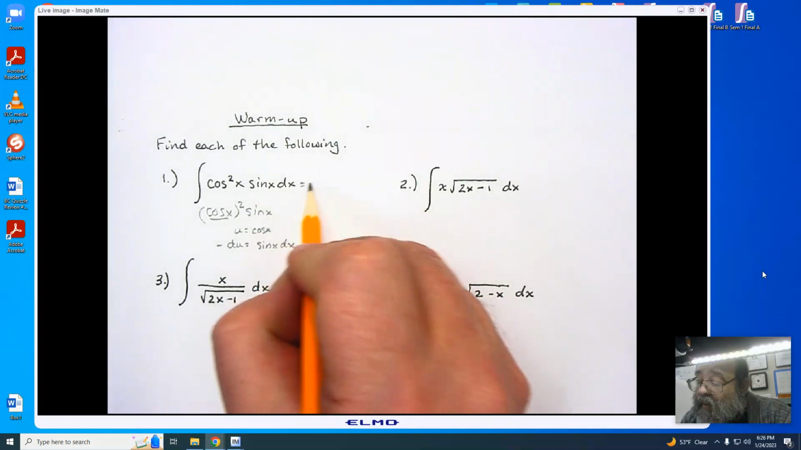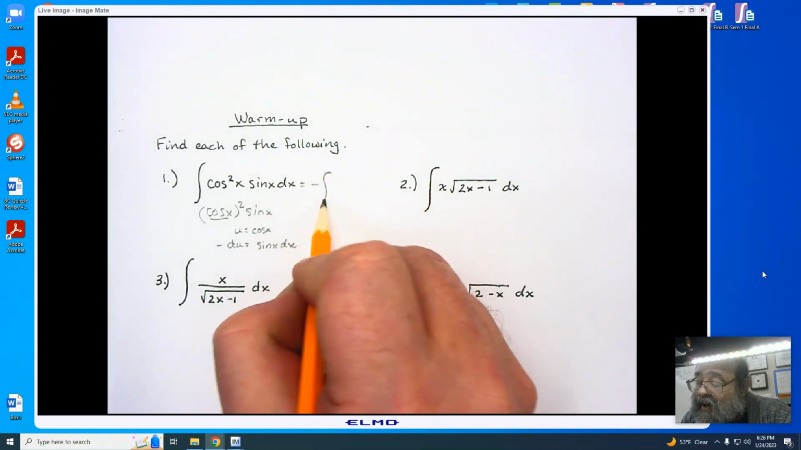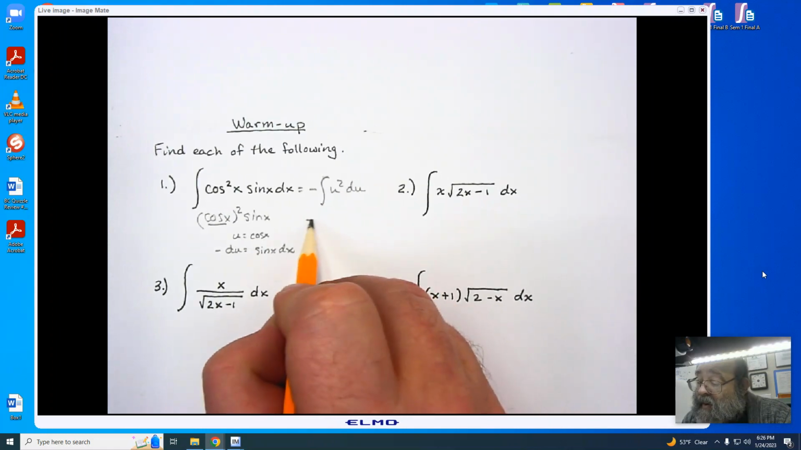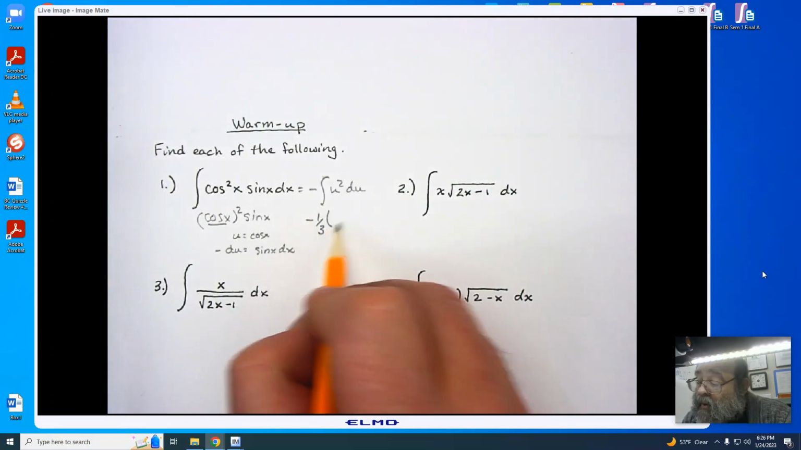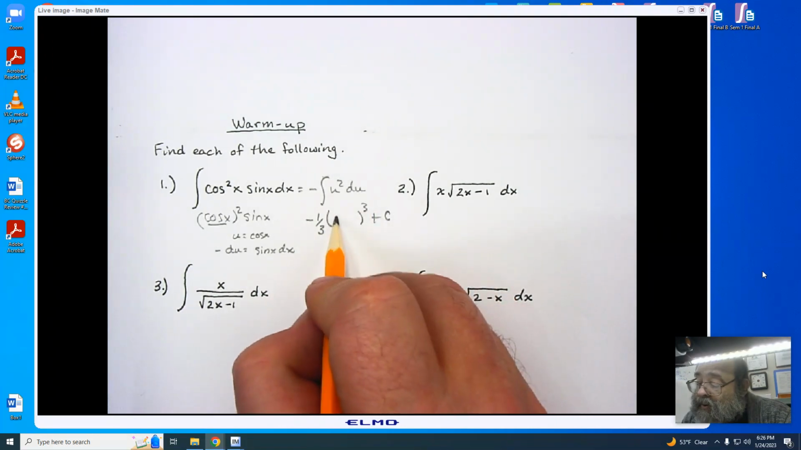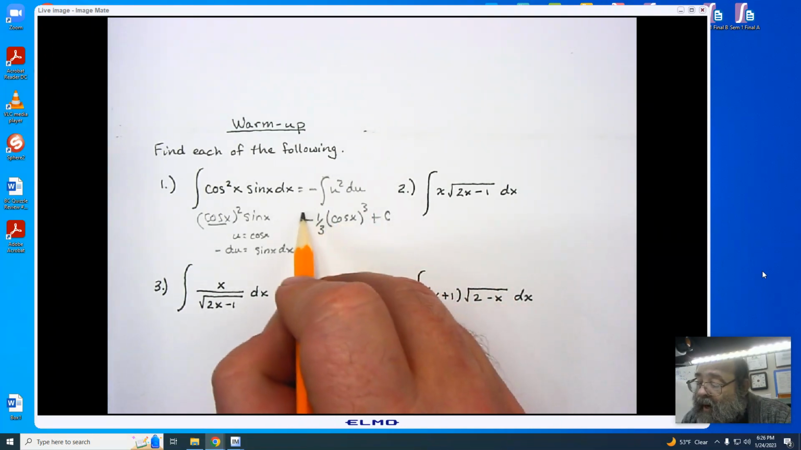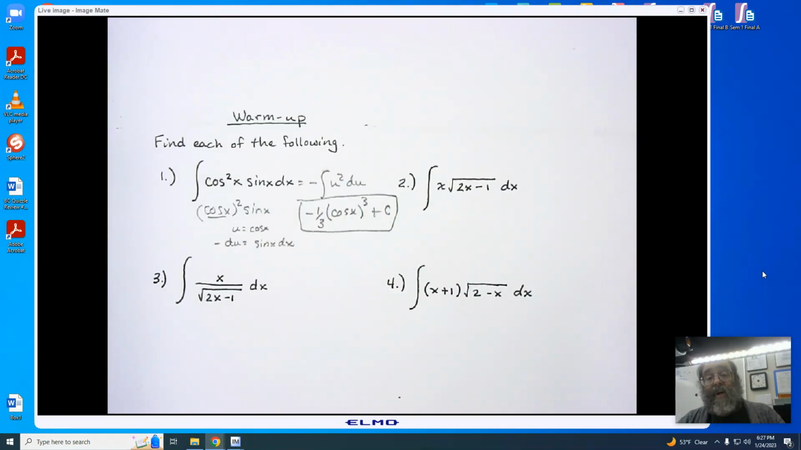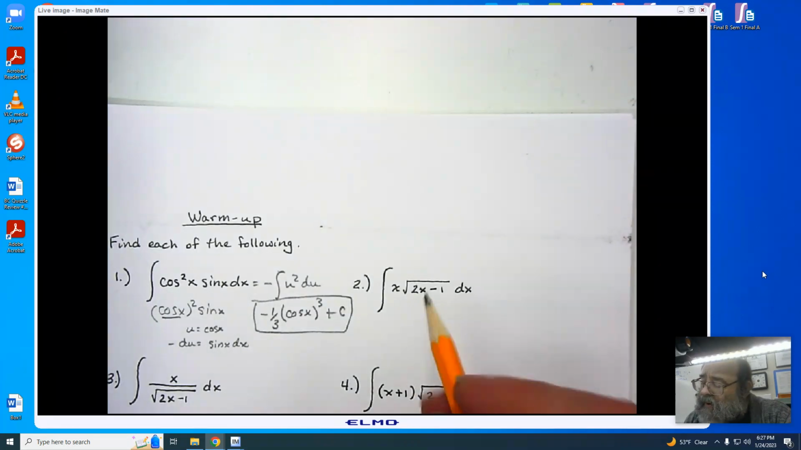This is going to allow me to rewrite it as the negative integration of u squared du. This gives me negative 1/3 u cubed plus c. I'm now going to put the cosine back in, and I have my answer. Now the others are a little bit more difficult. And the reason they're more difficult is because as we go through, you're going to notice that we still have something missing. Here, let's look at this first one.